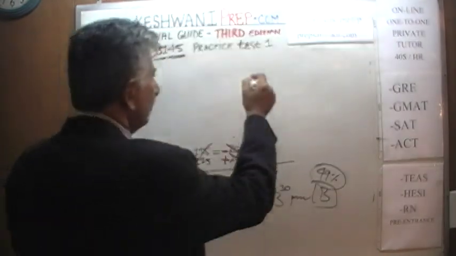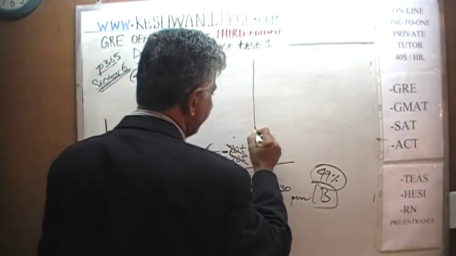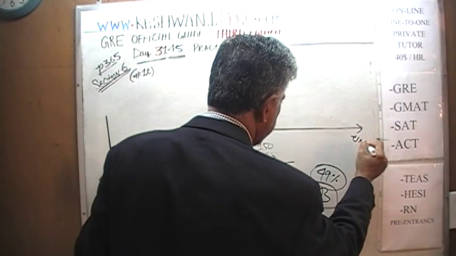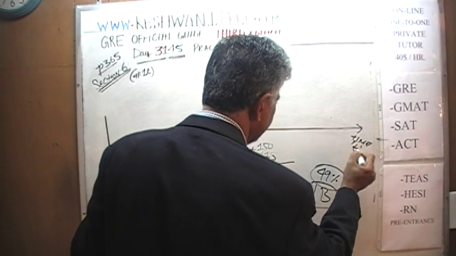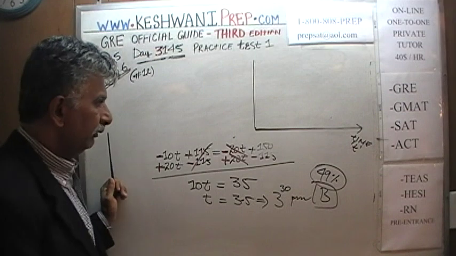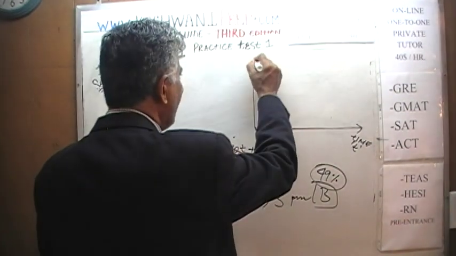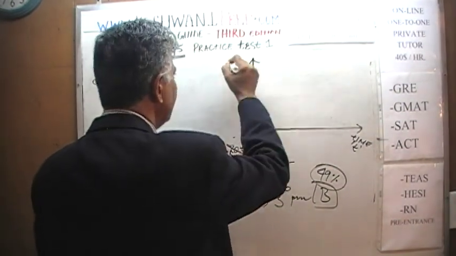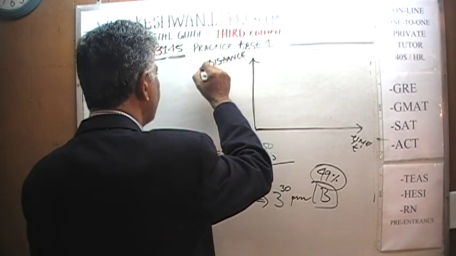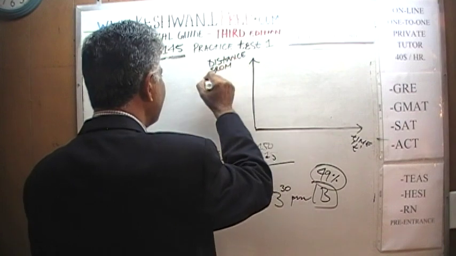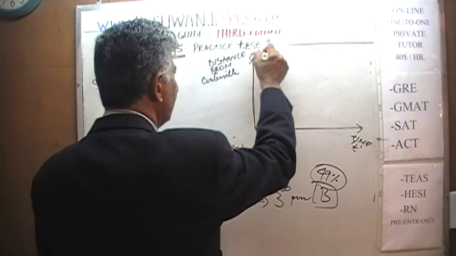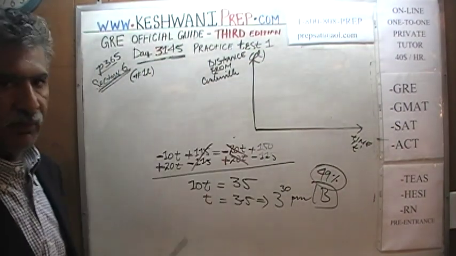On the x-axis, we have the time measured in t, t being the hours after 12 noon. There's no need to keep repeating it. And what does the y-axis measure here? The y-axis measures distance from Centerville. Let's just simply call it d, d being the distance from Centerville.